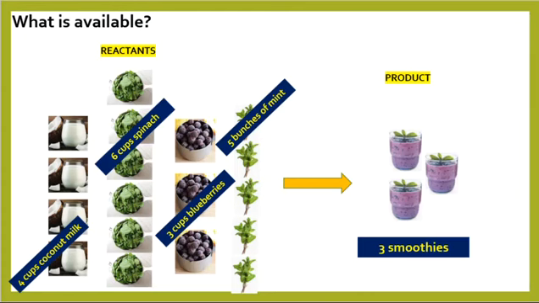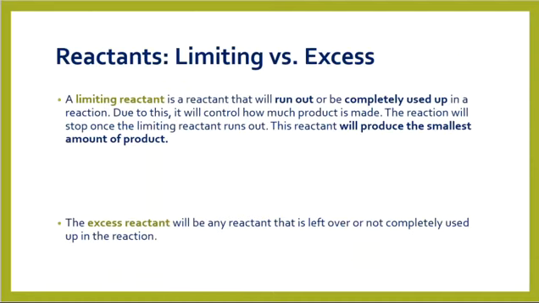Let's talk about why we can only produce 3 smoothies given these ingredients. There are 2 types of reactants or ingredients every reaction or recipe can have: limiting or excess. A limiting reactant is the reactant that will run out or be completely used up in a chemical reaction. Due to this, it will control how much product is made. Once the limiting reactant runs out, the reaction will stop. This reactant will also produce the smallest amount of product.